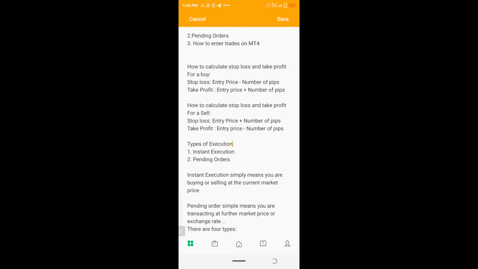Please explain more about US 30. US 30 is simply under indices, and it represents the top 30 companies in the United States, what we use to measure how well they are doing. It is a very, very volatile pair. So if you want to trade US 30, you also need to understand what is happening in the economy.